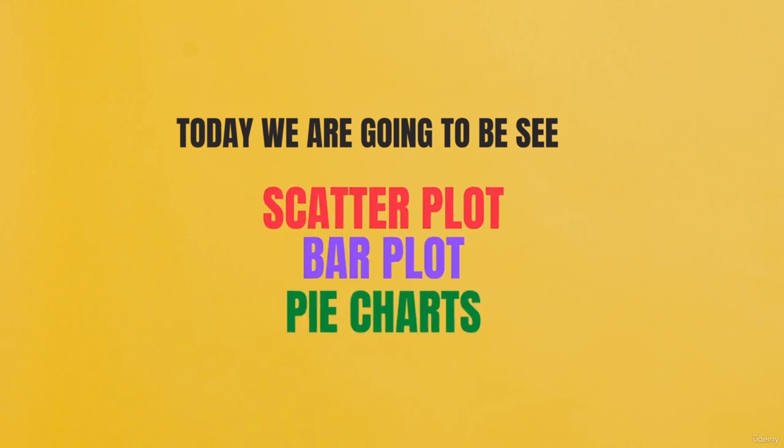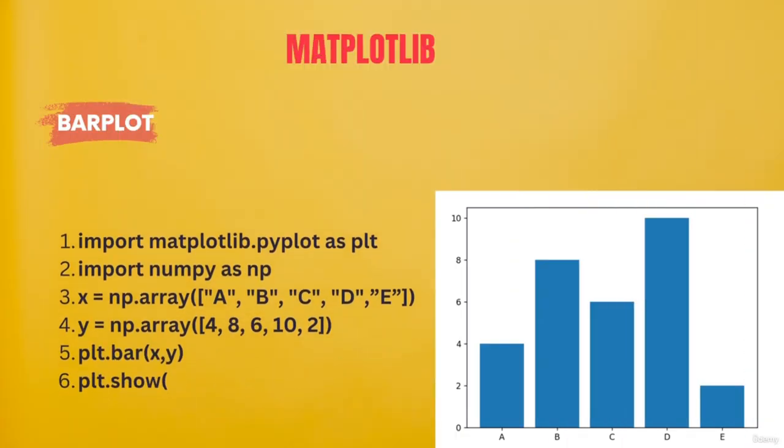Welcome to the extension of Matplotlib. Today, we're going to see scatter plot, bar plot, and pie charts. Let's start. Let's look at a bar plot as a start. The plt.bar is what creates the bar graph. That may take two values of type array or list as x-axis and y-axis. The show method displays the bar on the screen.